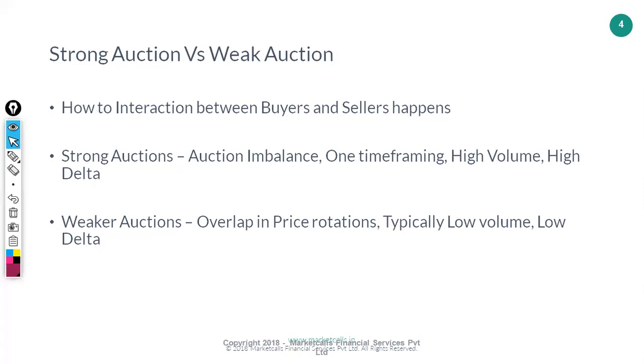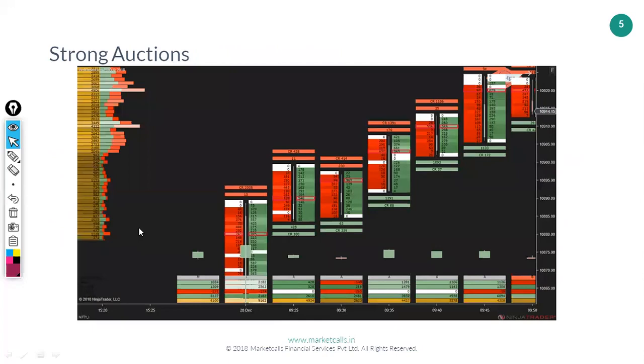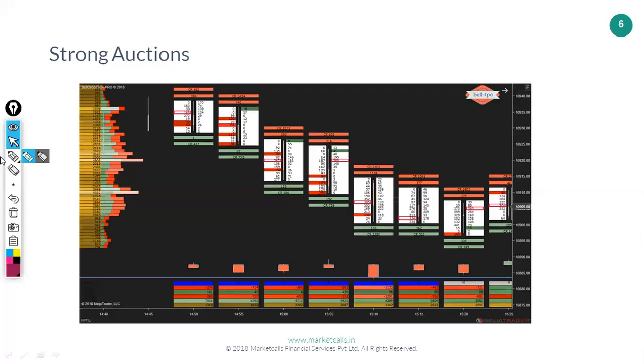And if you look into the charts here, you can see the one-time framing is happening. What is one-time framing? It continuously makes higher lows, keeps on going up. So this auction is considered a stronger auction, where it comes in the form of one-time framing. Whereas if you look into the weaker auctions, so this is again a sign of a stronger auction, which is where the one-time framing down is happening.